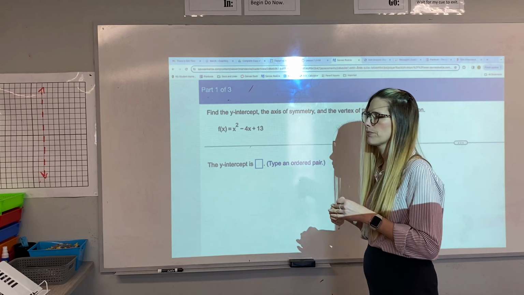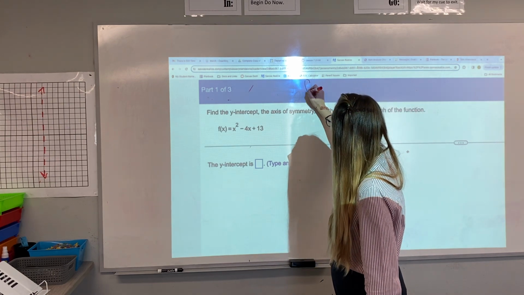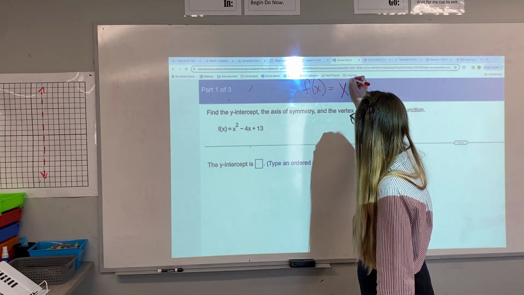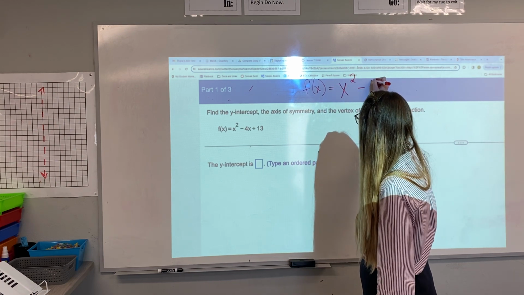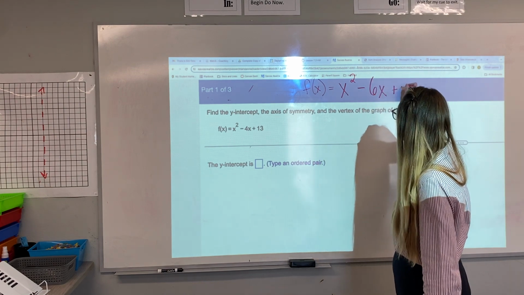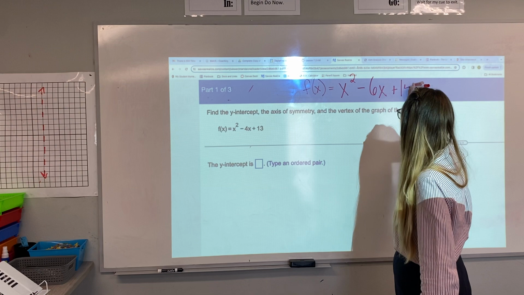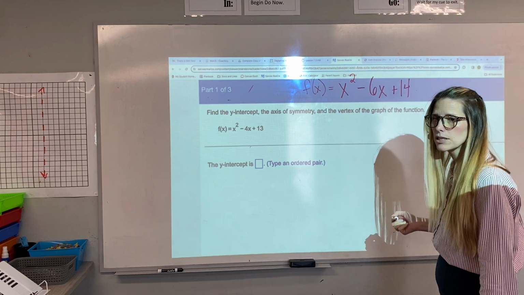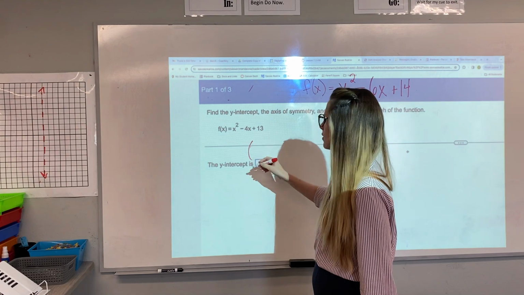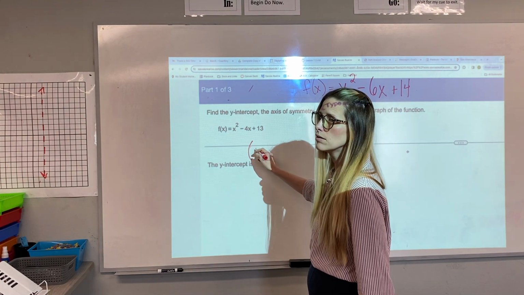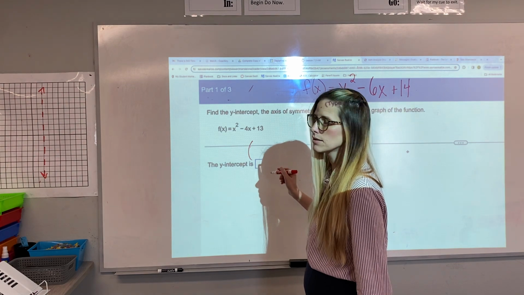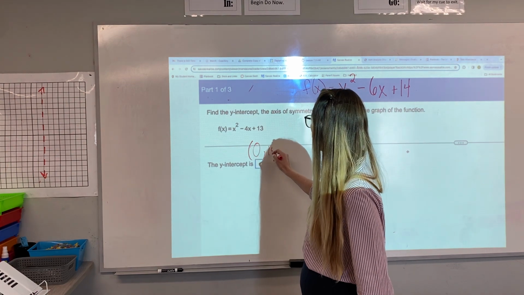Okay. What's your function? f of x equals x squared minus 6x plus 13? 14. Okay, did you get your y-intercept? Yeah. What is it? 14. Give it to me as an ordered pair. 0 and 14. Okay, 0, 14.